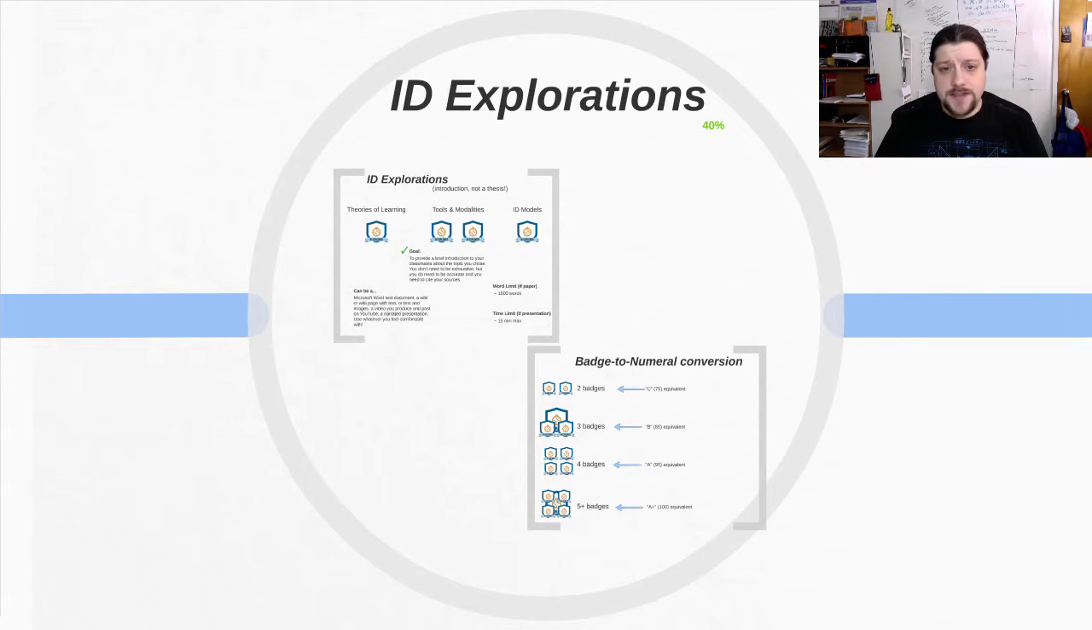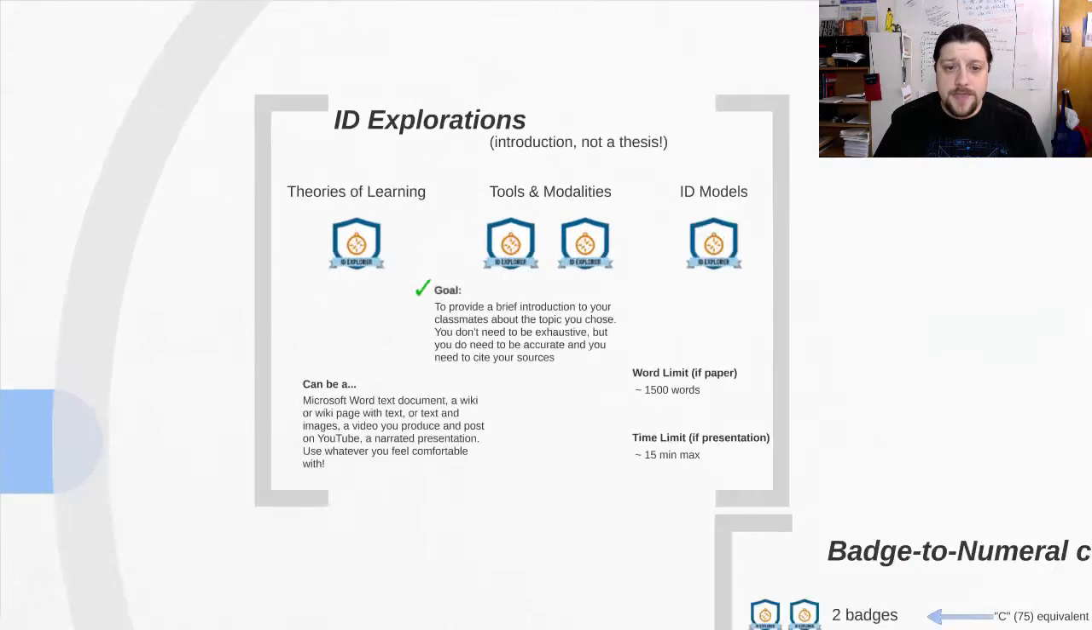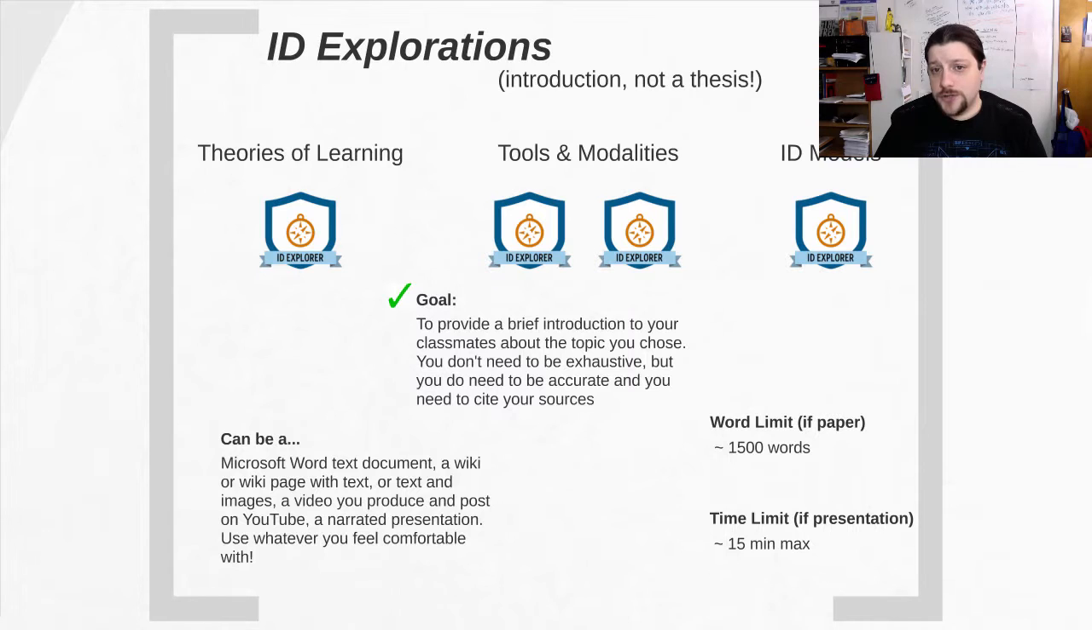ID explorations. This is the group work that starts with week 3. This is 40% of the course. There are 4 explorations. There is a theories of learning topic, which you'll start doing a little more exploration on learning theories. Tools and modalities, so this is the educational technology aspect of the course. And then there's the instructional design models. So in addition to Dick and Carey, there are other ID models, and as a group you're asked to explore another one and compare and contrast.